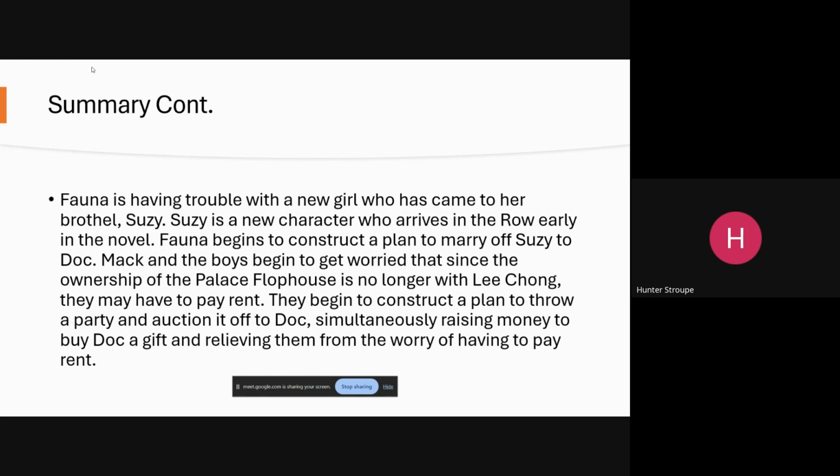I think it's interesting that all of the good deeds that Mac and the boys do throughout both novels are kind of like double-sided. Like, they do something good for someone else, they also have to get something good for themselves in it.